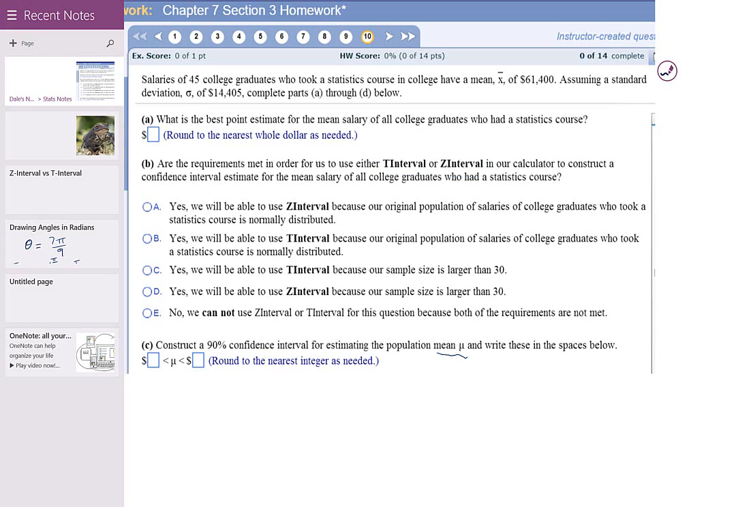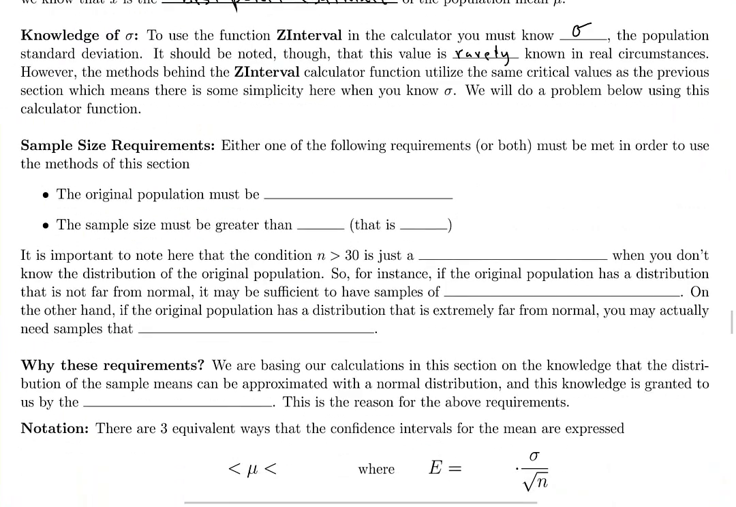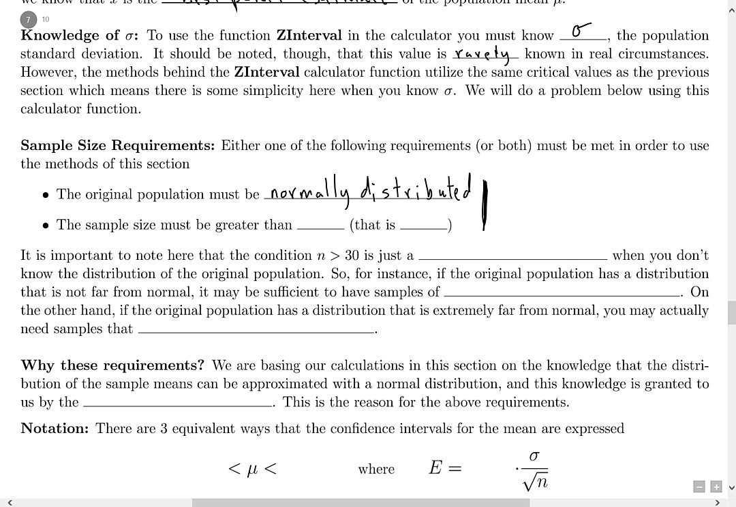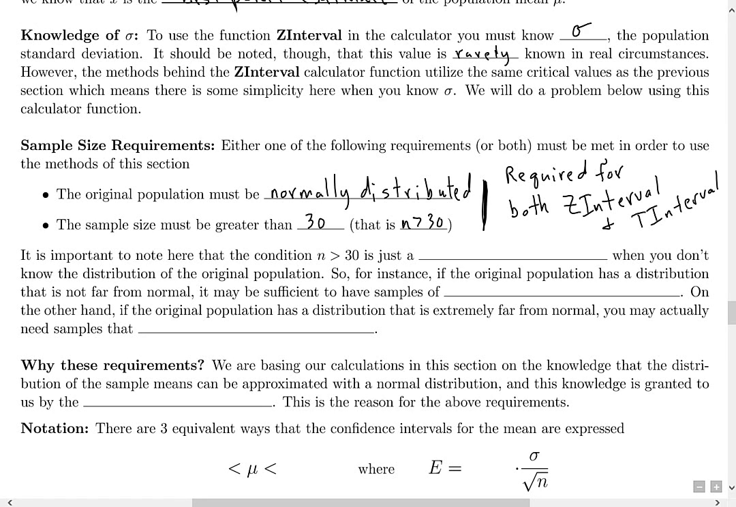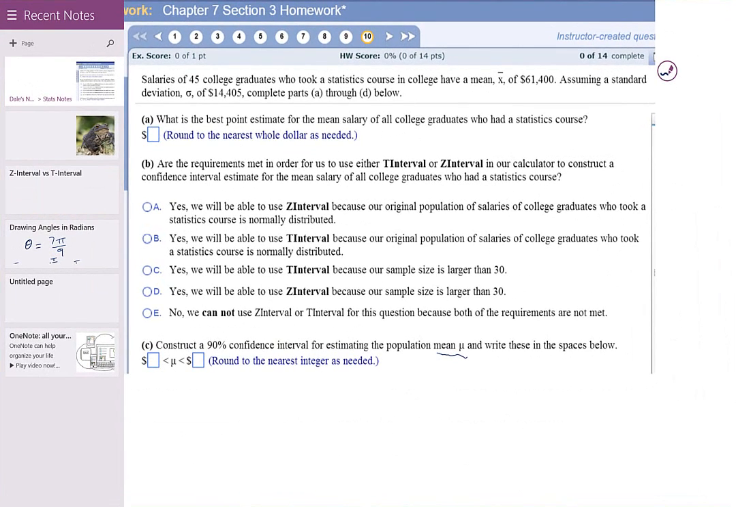There are a couple of conditions that do need to be met to use either one of these, both t-interval and z-interval, that come from the central limit theorem. The original population must be normally distributed from the beginning, or your sample size needs to be greater than 30. That's the magic number we have been using, 30. So n needs to be larger than 30. These are the requirements to use both z-interval and t-interval. Okay, once you realize which one you're going to use, you can then go into the problem.